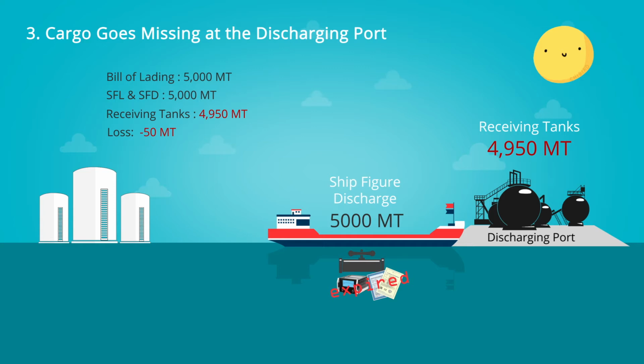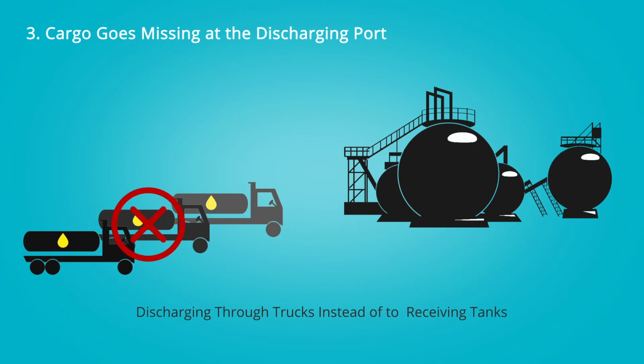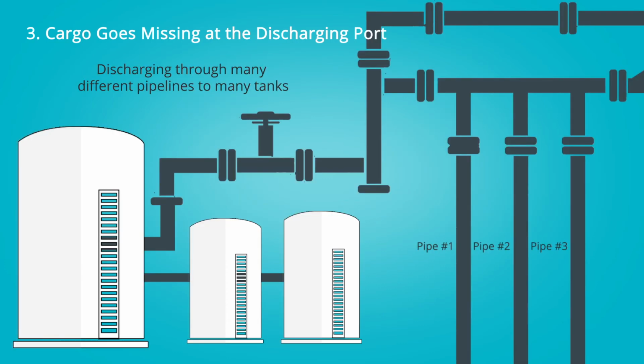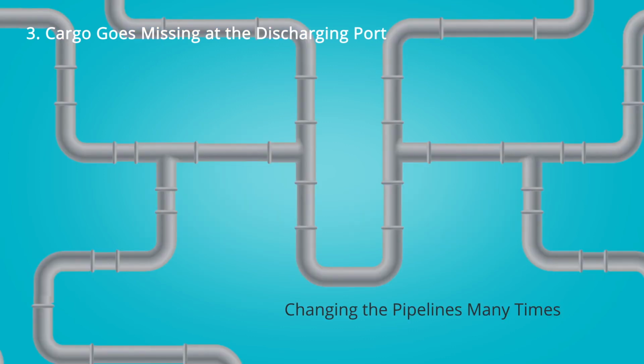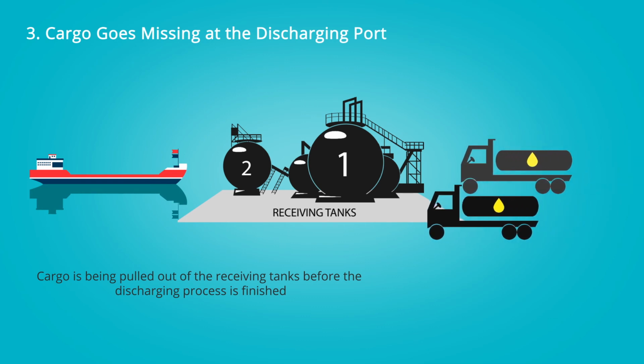In addition to those, missing cargo at the discharging port can be caused by discharging through trucks instead of receiving tanks, where the truck weighing scale is used instead of the usual cargo sounding method. Two different types of measurements will lead to discrepancies. Discharging through many different pipelines to many tanks is also a problem, since different tanks have different characteristics, and by changing the pipeline many times, the odds of cargo being left over in the pipeline increases. Another cause is cargo being pulled out of receiving tanks before the discharging process has finished: discharging is ongoing, but the cargo in the tank has been pulled out.